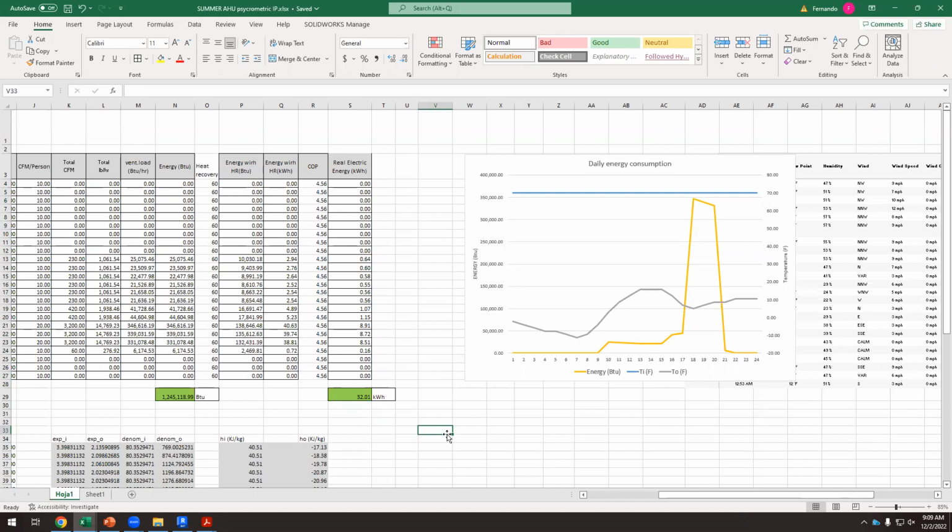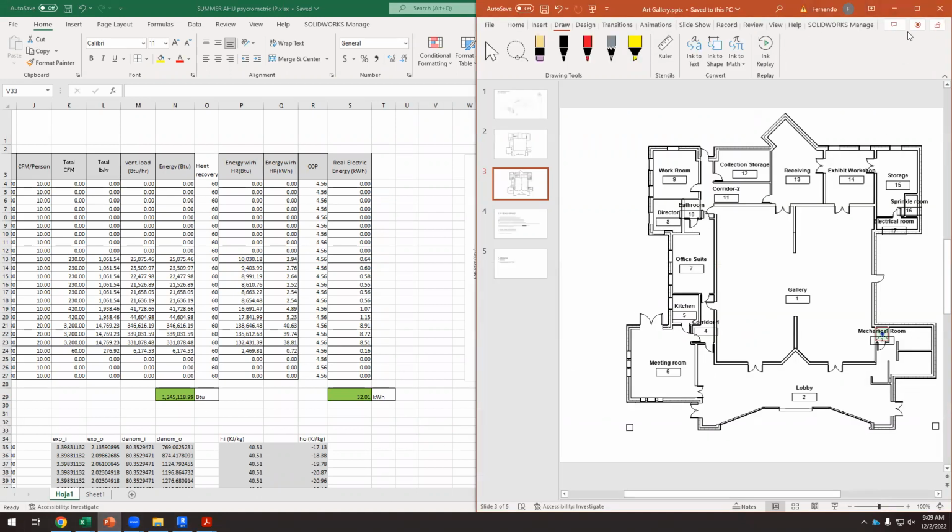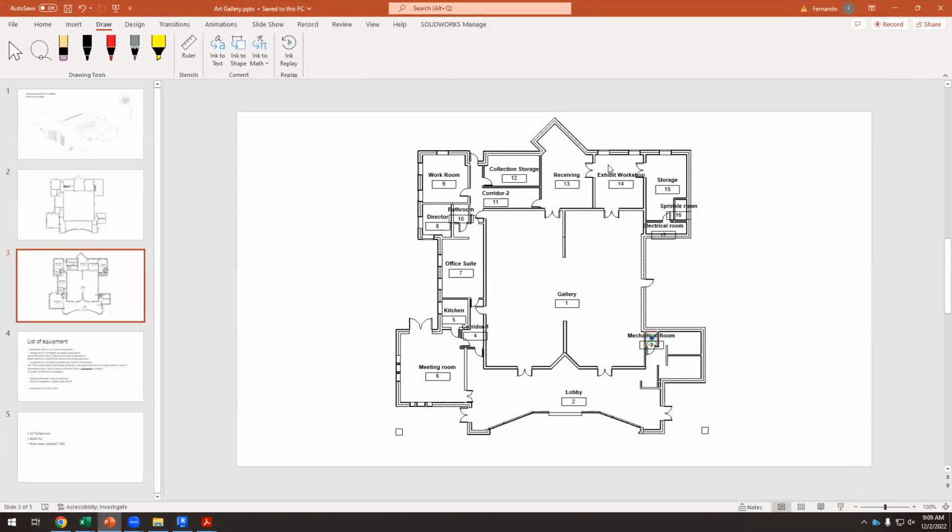Okay, so you have to put that in our report, and then you have to copy and paste the table and the graphics with the hottest day in summer and the coldest day in winter. Then we have to start.